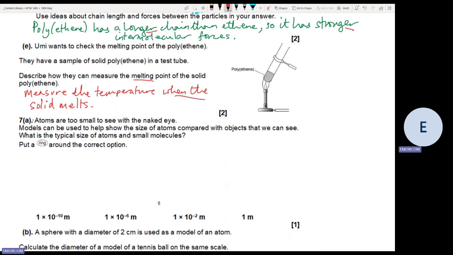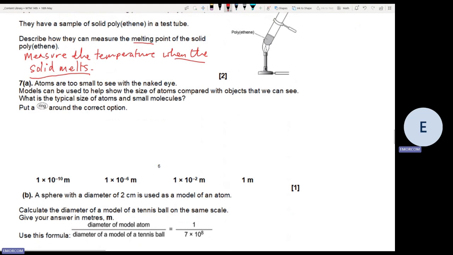And the key point here is that we're saying the correct change of state, because they're asking about the melting point, they're not asking about the boiling point. So make sure that you read the question carefully and get the correct change of state in your answer.